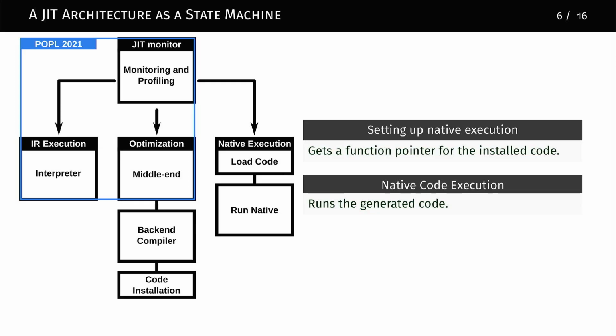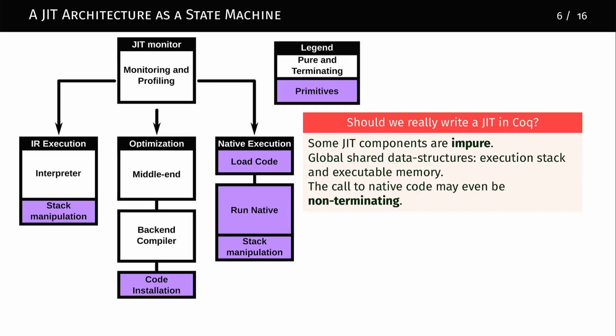Now, most of the boxes here can be defined in Coq as a simple, pure, and terminating Gallina function, but some of them are going to be hard because we have native code generation. So some components are impure because, for instance, we have some data structures that are shared and accessed by both the native code but also the other JIT components written in Gallina.